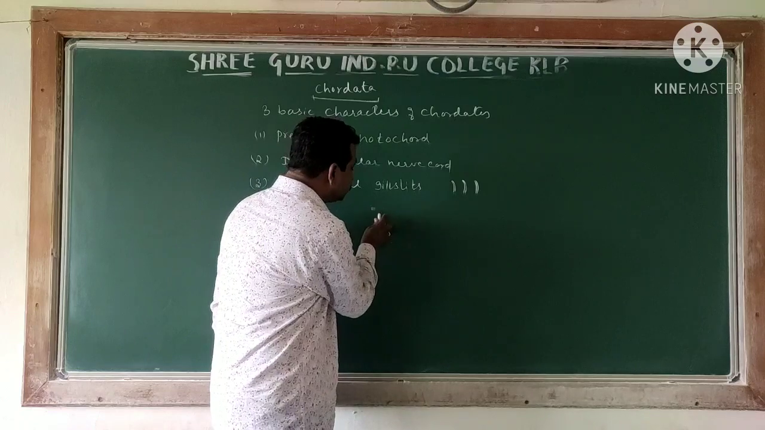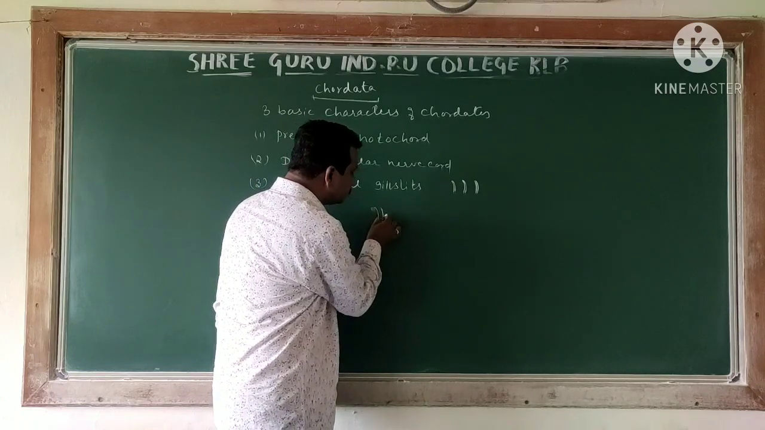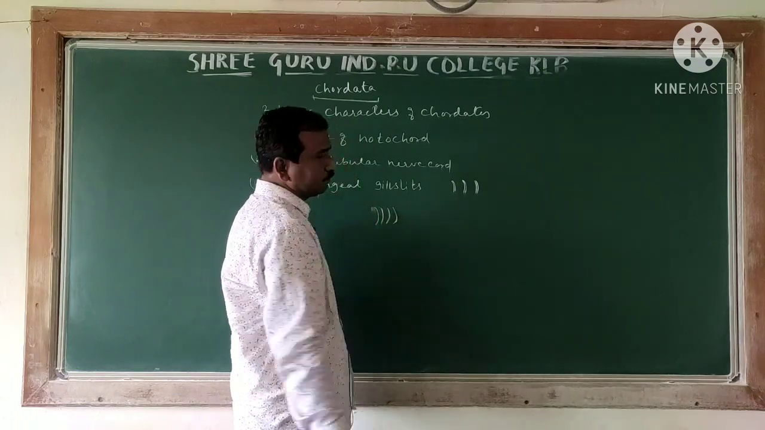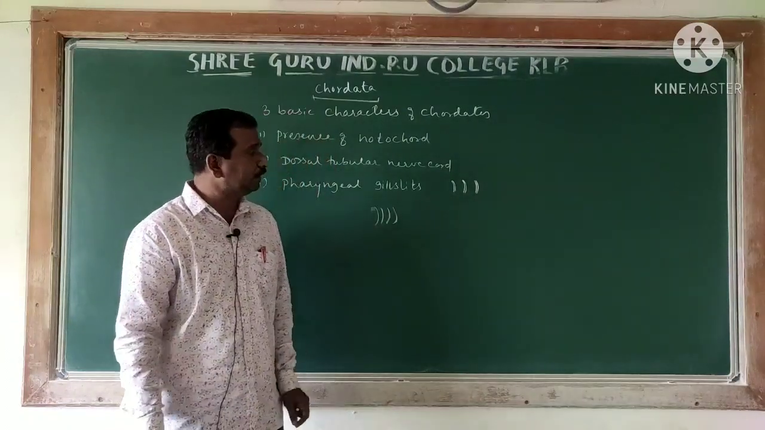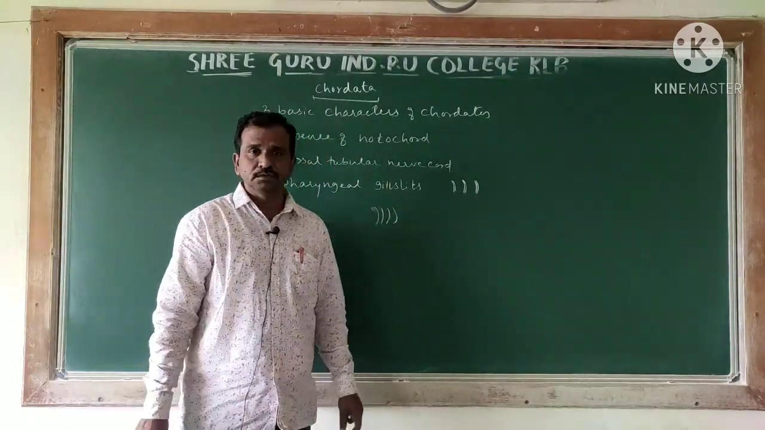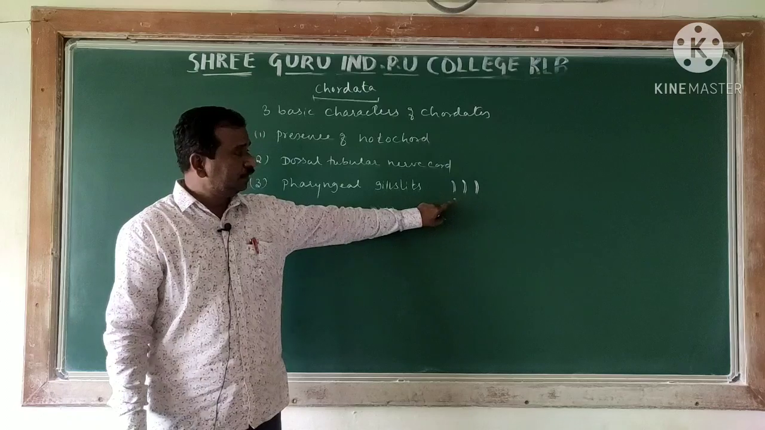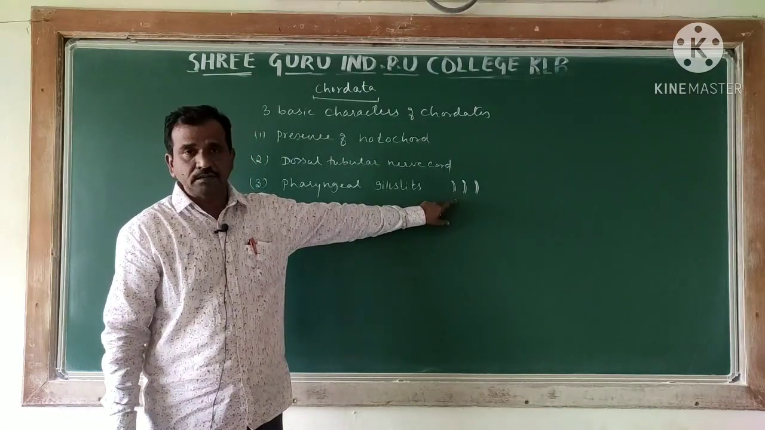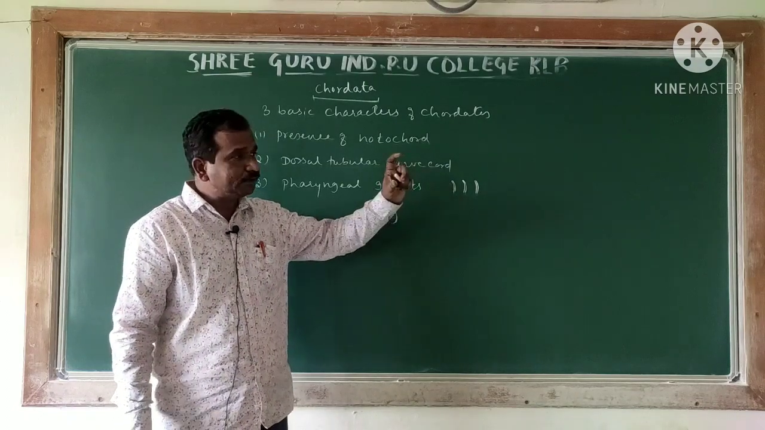But gill slits, those gills are normally present in the form of slits or apertures. So what we are calling gill slits, right? So slits are the aperture. Now you might have seen cups and saucers at home.